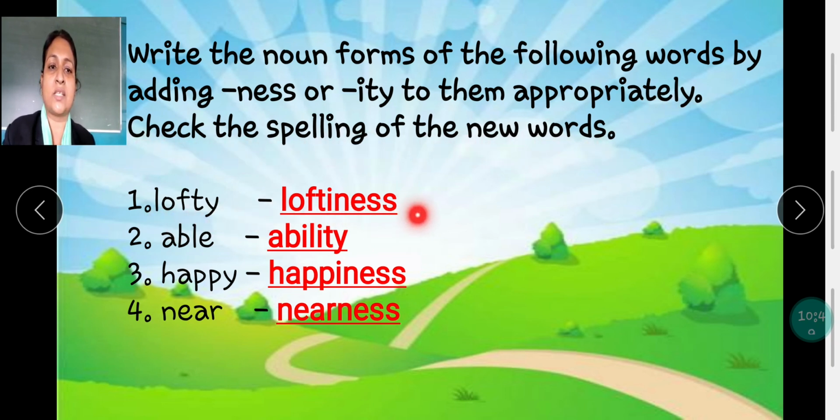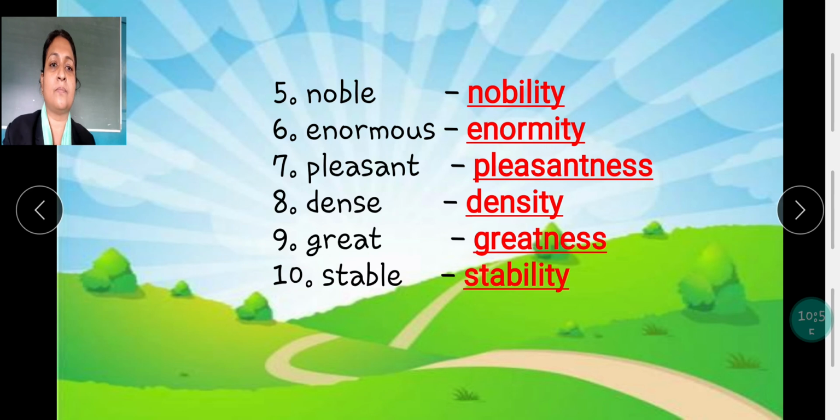Lofty, loftiness. See, Y will become I. Able, ability. Happy, happiness. Near, nearness. Noble, nobility. Enormous, enormity. Pleasant, pleasantness. Dense, density. Great, greatness. Stable, stability. Children, learn the spellings. It's very important. Then only you will be able to learn.